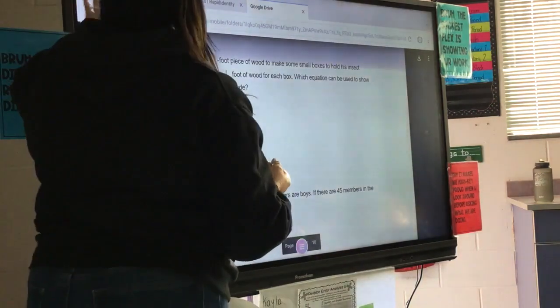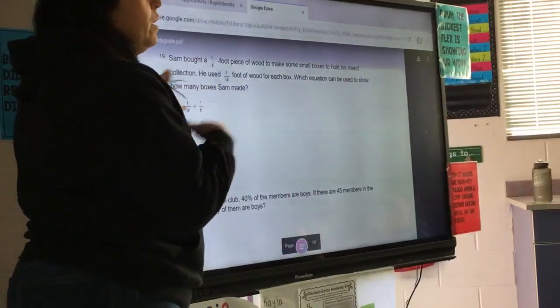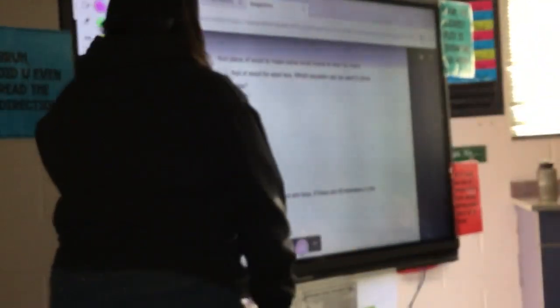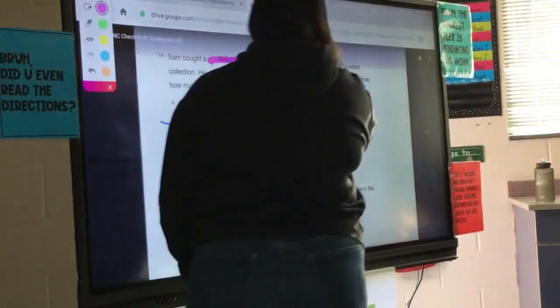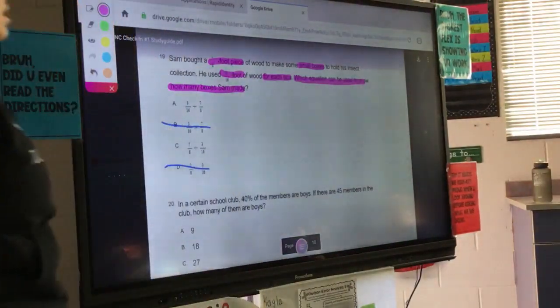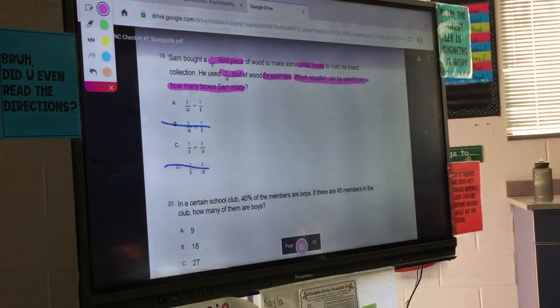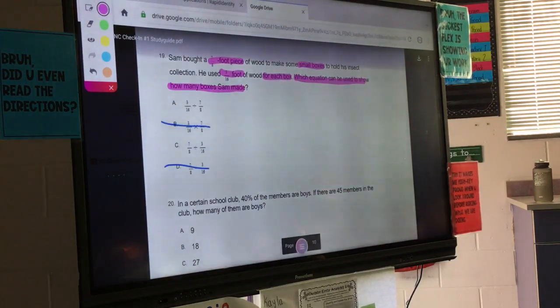Now, obviously, I do need to go in and read the question to figure out what number comes first, what number comes second. So Samantha bought a 7/8 foot piece of wood to make small boxes. He uses 3/16 of wood for each box. Which equation can be used for how many boxes? So, which number am I dividing by? Am I dividing by the 7/8 or am I dividing by the 3/16? The fact that I don't have hands up is a little scary. So which number am I dividing by? Not my total. Which number am I dividing by?